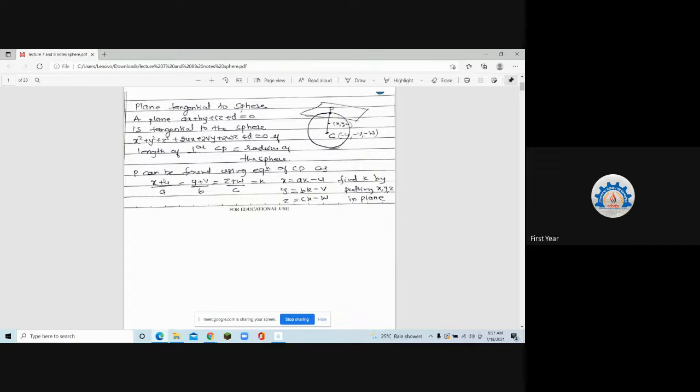So (x minus of minus u) upon a is equal to (y minus of minus v) upon b is equal to (z minus of minus w) upon c is equal to k. So any point on this line CP, कोई भी इस लाइन पर पॉइंट कैसे दिखेगा? x will be ak minus u, y will be bk minus v, and z will be ck minus w. So that I can find k.